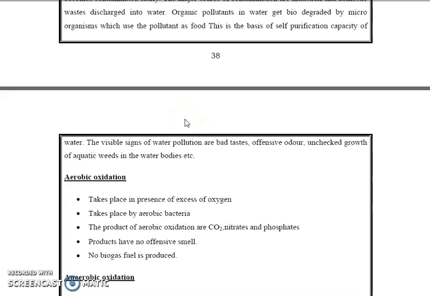Then the wastewater, or sewage. We know sewage is a liquid waste including human, household and industrial waste. That is the wastewater or sewage. The sewage contains both aerobic bacteria and anaerobic bacteria. Aerobic bacteria bring about aerobic oxidation and anaerobic bacteria bring about anaerobic oxidation. Both bacteria are contained in sewage, that is, the wastewater.